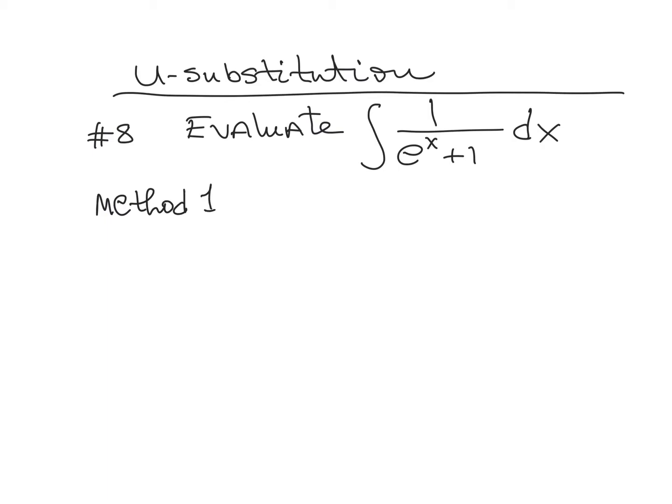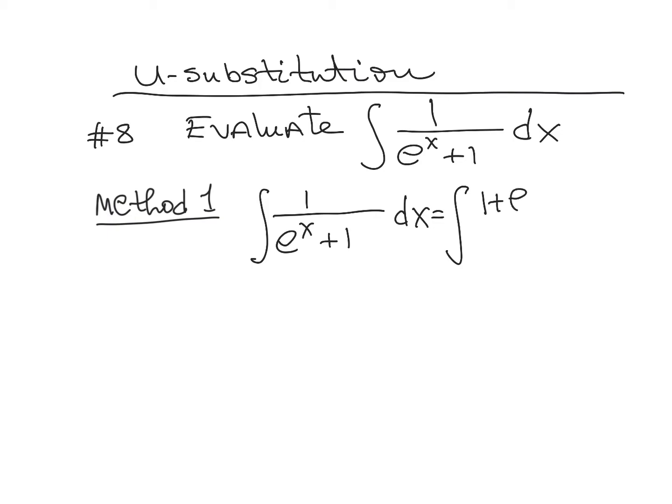I call this method adding a 0. So we're going to look at the integral again of 1 divided by e to the x plus 1 dx, and we're going to add a 0 in the numerator, and that form of 0 would be e to the x minus e to the x. So we just add e to the x, subtract e to the x in the numerator. This doesn't change anything. It is still the same integral.